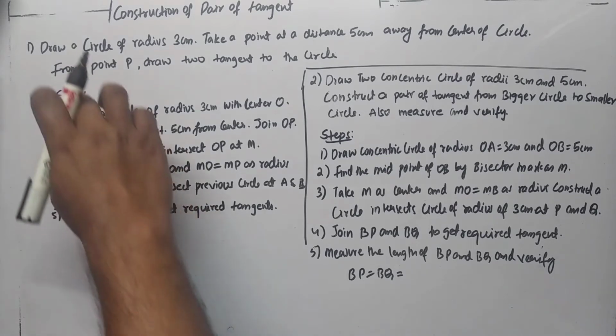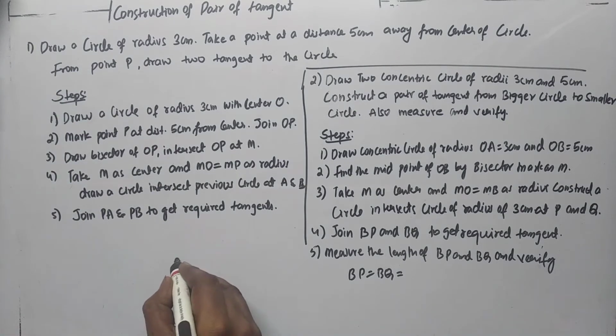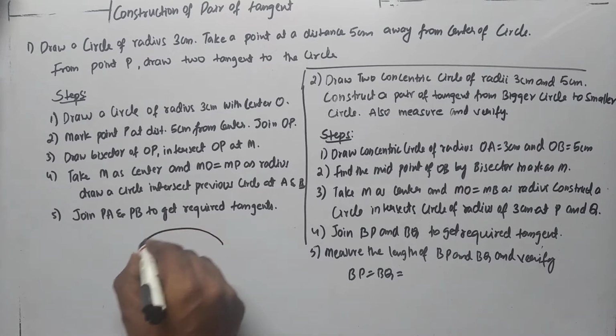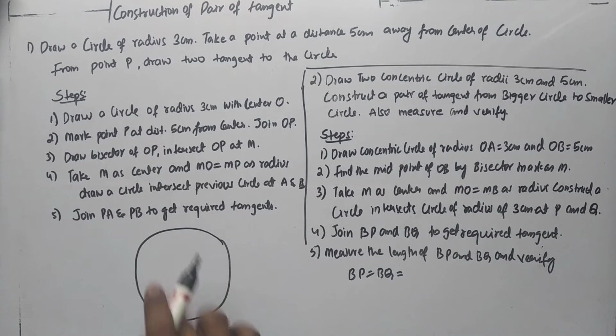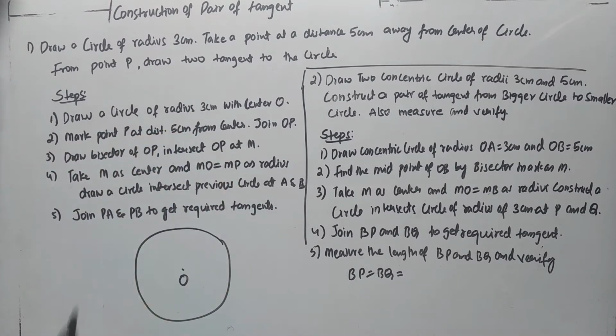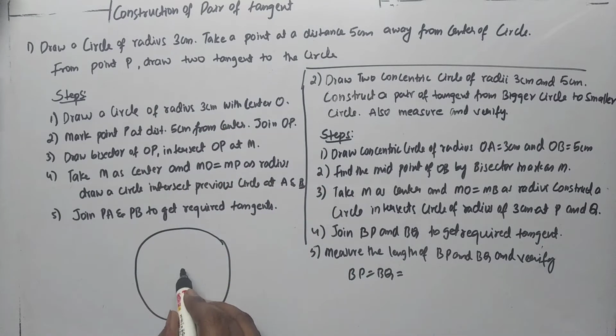In step 1, you have to draw a circle of radius 3 centimeter. Take a point on a paper and name it O. Draw a circle of radius 3 centimeter; this is a rough diagram. Next, mark a point P at a distance of 5 centimeter away from the center and join OP.